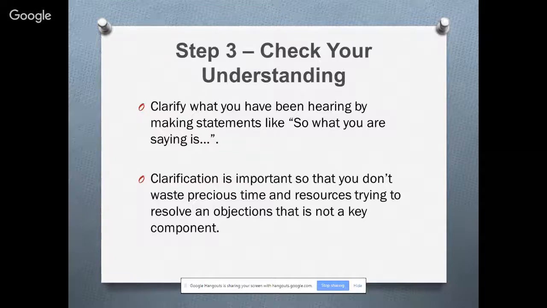So clarification is important. You can say things like, so what you're saying is, or so what I'm hearing you say is that childcare is a real concern for you right now, and unless you find childcare right away, you won't be able to come to your classes. And again, sometimes that offers you an opportunity to work through some of these other steps.